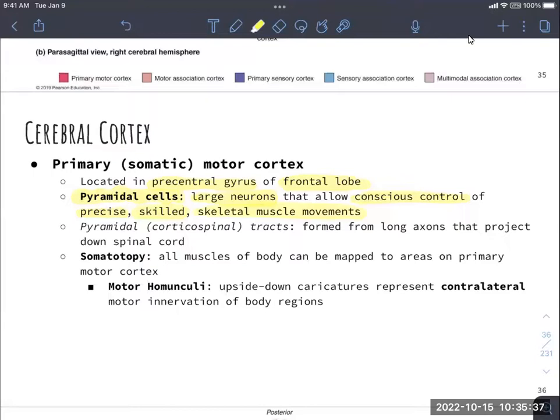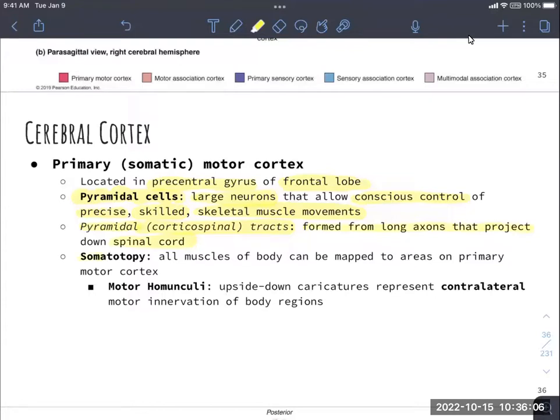These pyramidal cells are part of this pyramidal or corticospinal tract. And this pyramidal or corticospinal tract are made up of some pretty long axons because they go down into that spinal cord. We need neurons that go down to the spinal cord to help differentiate what to do.